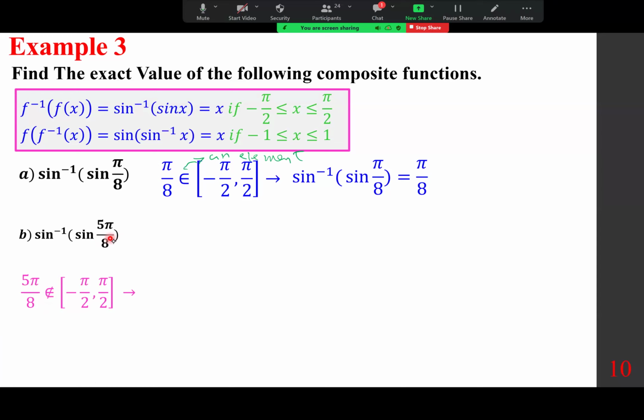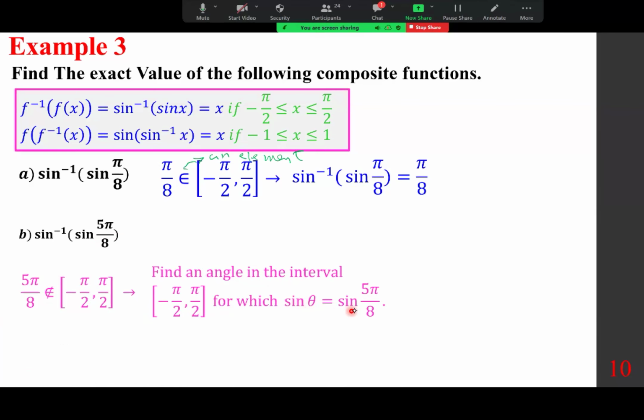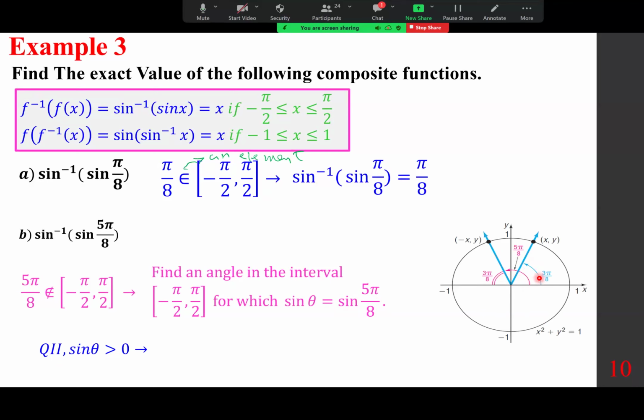So what do you have to do? Find an angle in the interval for which sine theta equals sine of 5 pi over 8. Now, 5 pi over 8 is in the second quadrant, and it makes sine positive, and the reference arc is 3 pi over 8, so it's the same as 3 pi over 8 in the following manner. Sine theta is positive because we are looking at quadrant 2. So sine of 5 pi over 8, we notice that this is the reference arc, let me call that theta sub r, okay? So sine has this reference arc, so 3 pi over 8, 3 pi over 8, they both have the same answer.